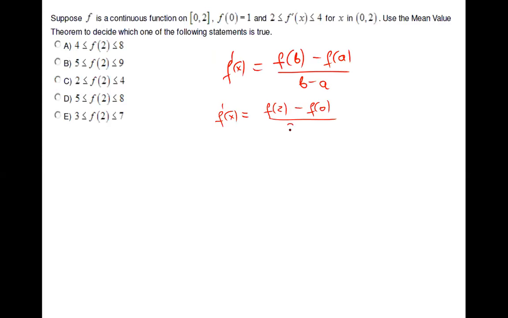We would like to find out the maximum and minimum value, like what is the range of the value f of 2. Let's start with the mean value theorem. The derivative equals f of b minus f of a over b minus a, and my a and b are 0 and 2 respectively. That means this will be f of 2 minus f of 0 over 2 minus 0.